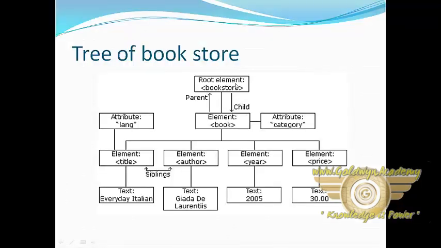Root element is bookstore. We have given a parent and child relationship to the book element. We have given the attribute category. Now the book element contains four sub-elements which are title, author, year and price. Again title contains the attribute language, and title and author are siblings of each other. And finally text or data is written in these elements. So this is about the tree structure of an XML document.